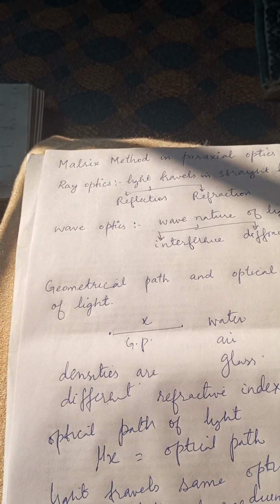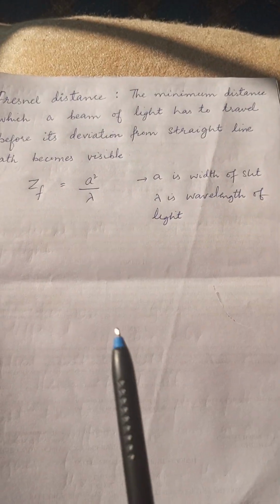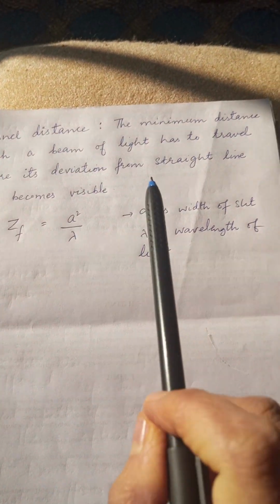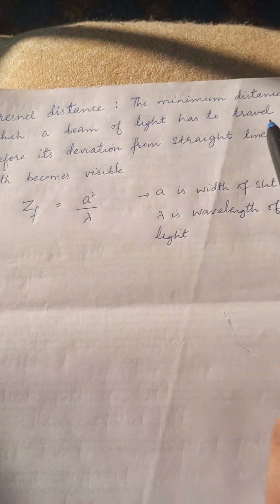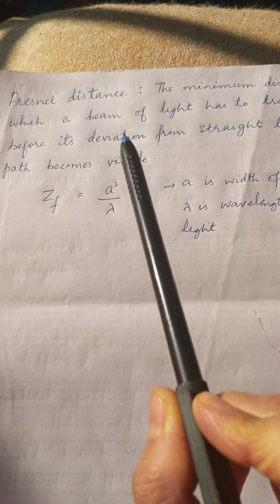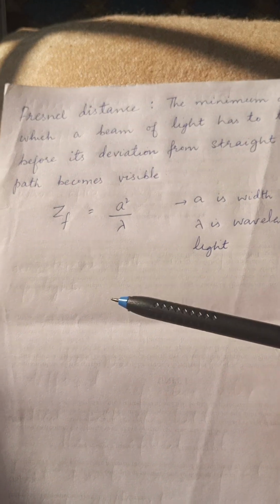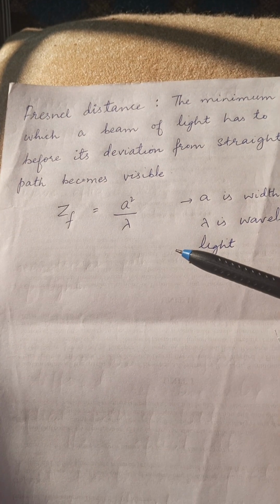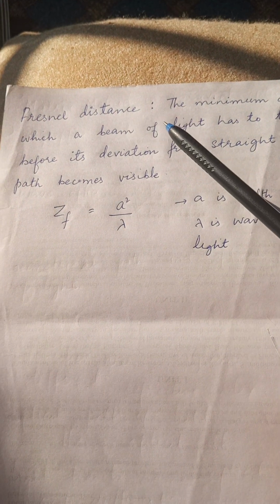Now, the next important thing that you need to know is Fresnel distance. Because I am telling you that light travels in straight lines or it bends, you have to remember that there is a minimum distance. The minimum distance which a beam of light has to travel before its deviation from straight line path becomes visible is called Fresnel distance. For common observation, light travels in straight lines, but after traveling a certain distance, the bending of light becomes visible, appreciable. So that distance is called Fresnel distance.